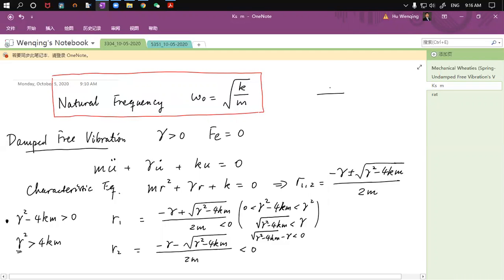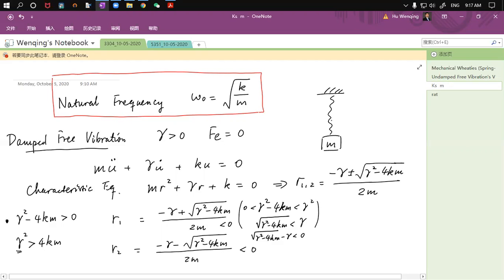So imagine you have a system immersed in some kind of material. If gamma is positive, it means there is going to be friction exerted on the mass. And if gamma is very large, it means the friction is huge. So you can imagine that the mass is immersed in oil or something like that. Therefore, oscillation is pretty hard, and most of the time the motion is being damped.